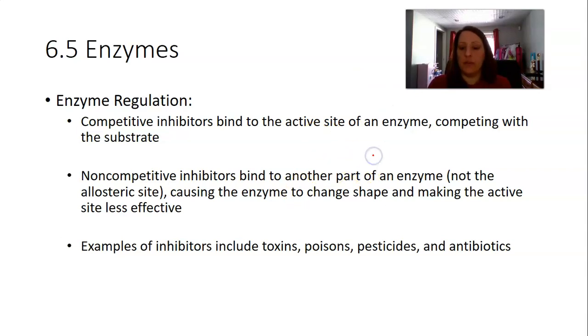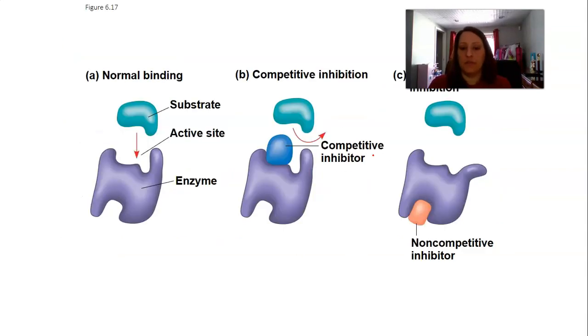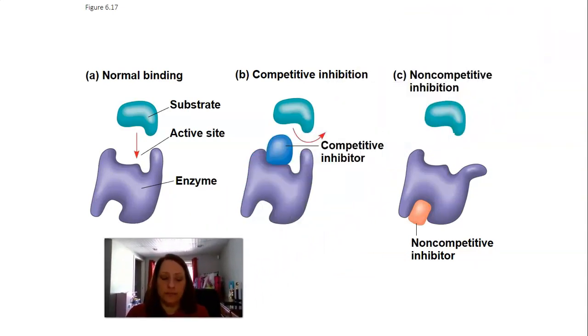So those are some examples. Oh, here we go. Here's pictures. I forgot about this. This is just showing normal binding versus competitive versus non-competitive. So in our first example here, this is normal binding. We have our enzyme in purple. You can see the shape of its active site. The substrate is in teal. The substrate will bind perfectly to form the enzyme substrate complex. Everything goes perfect in that first example.